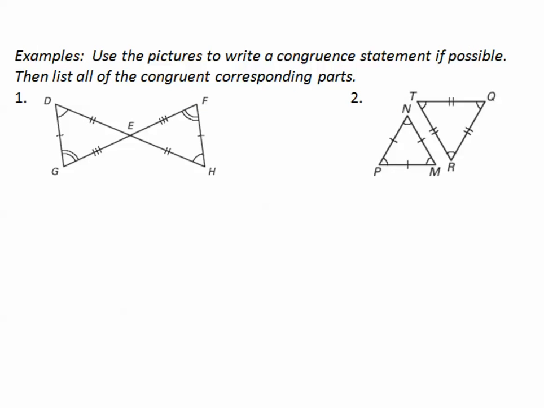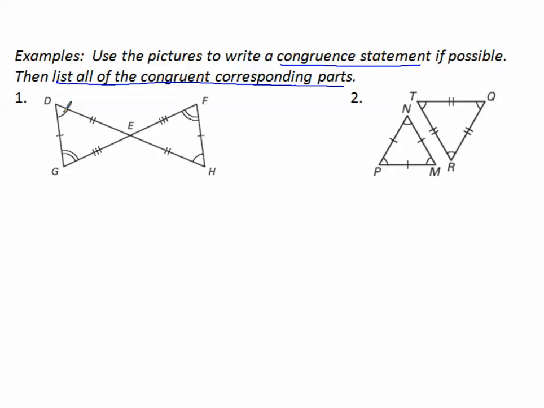Here are some examples where we can explore the use of the corresponding parts in congruent figures. Use the pictures to write a congruent statement if possible. Then list all of the congruent corresponding parts. So let's see. In this picture, is everything, the sides and angles, congruent to everything over here? Well, I see a 1, 2, and a 3 slash side. Over here, I see a 1, a 2, and a 3 slash sides. So the sides are all congruent.